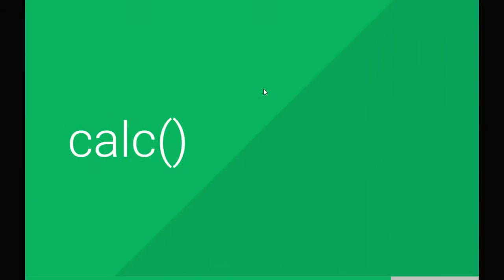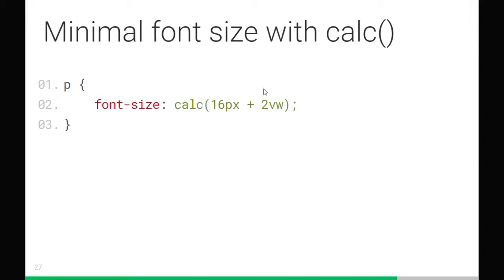And the last one, calc. It's math in CSS. Sometimes we need to set a font size which depends on the screen size. The easiest way to do this is using viewport width as font units. But on phones or tablets, the font will be too small. With calc, we can write it this way and set a minimal font size for the block.